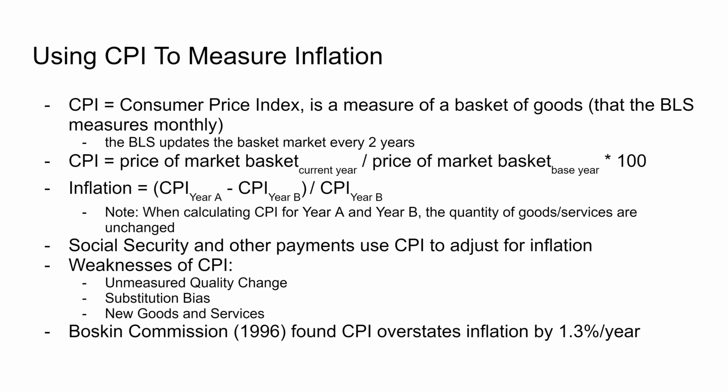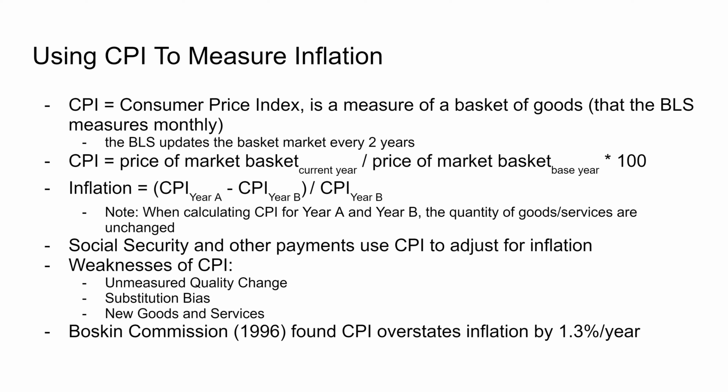Some weaknesses of CPI: you have unmeasured quality change, because sometimes an increase in a good's price does not mean there's inflation. It could mean there's quality change, right? For example, if you compare the iPhone from the early 2000s to the ones now, definitely the ones now are much more expensive, but all of that price increase did not come from inflation itself. It also comes from improvements in the quality of the iPhone, right? You have better cameras, larger screens, etc.